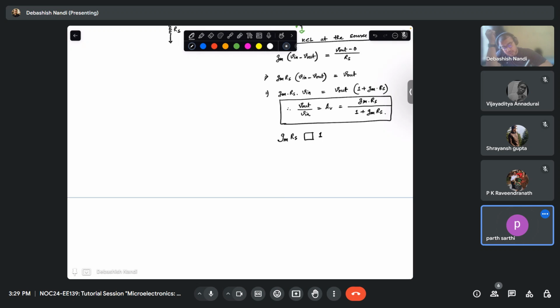Greater. It is generally much greater than 1, okay? So what can you conclude? Your AV for a common drain amplifier will always be very much equal to 1. Actually, it is a little lesser than 1. But we can almost approximate it as unity gain.